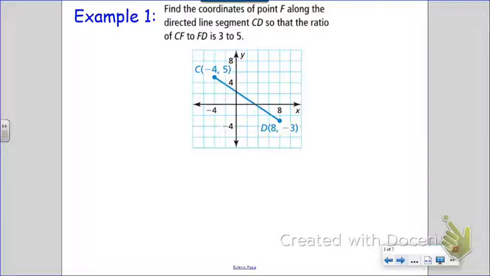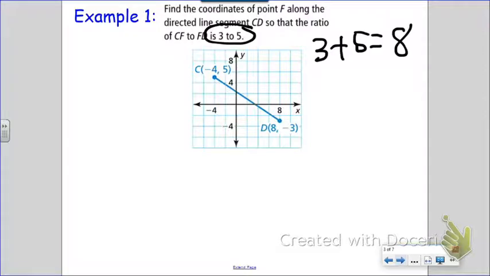Find the coordinates of F along a directed segment so the ratio of CF to FD is 3 to 5. So the first thing you're going to do is add 3 plus 5, which is 8. So we're going to figure out what fraction this is. So 3/8 is our fraction we're going to be working with.